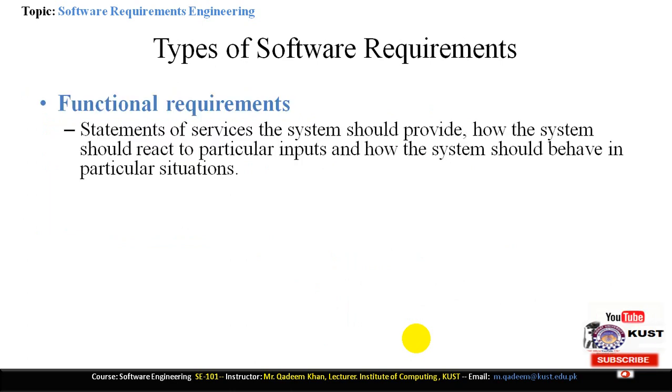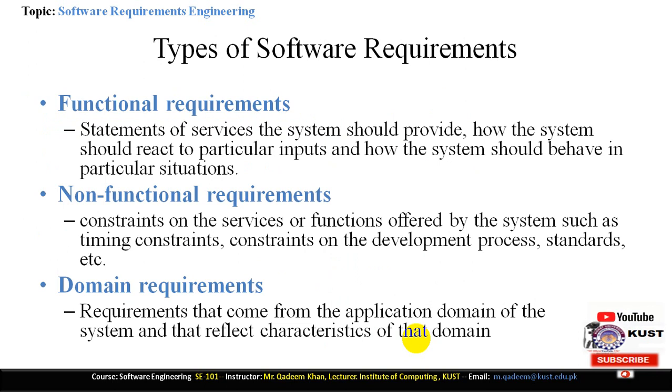Now, types of software requirements. Here we have three different types. Number one, functional requirements. The functional requirements are those requirements which specify direct functionality of the system. The statement of services that the system should provide is called the functional requirements. So how the system should react to particular inputs and how the system should behave in a particular situation. This is called the functional requirements.